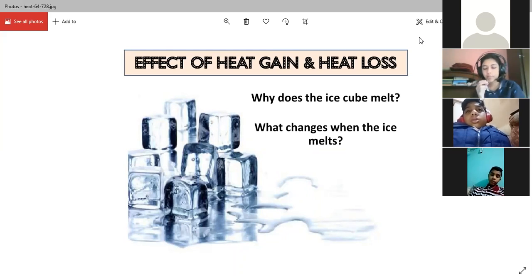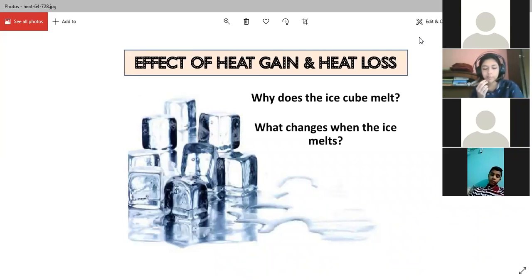Now, when we talk about the effects of heat gain and loss, there are several effects of it, all right? But in today's class, we are only going to figure out the first one, that is the change in state. State means physical appearance, all right? The effects of heat gain and loss can change the physical appearance of an object.